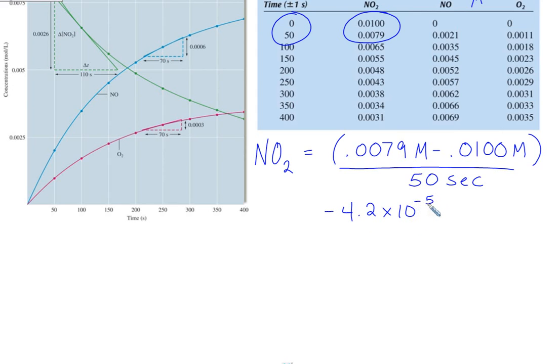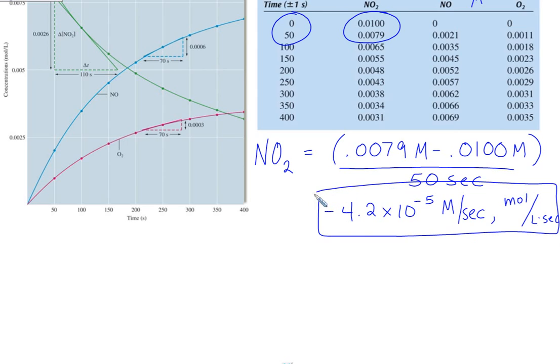Now for a unit, you could leave this as molarity per second. That would be fine. Or you might see this as moles per liter second, which is totally fine. That's like molarity per second in a sense, moles per liter second. Either of those are acceptable units. Well, that makes sense, right? Okay, so now let's do the other ones.